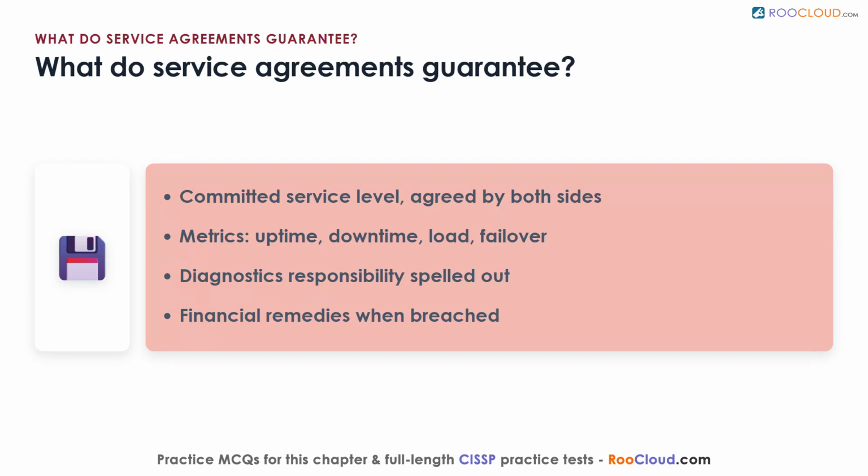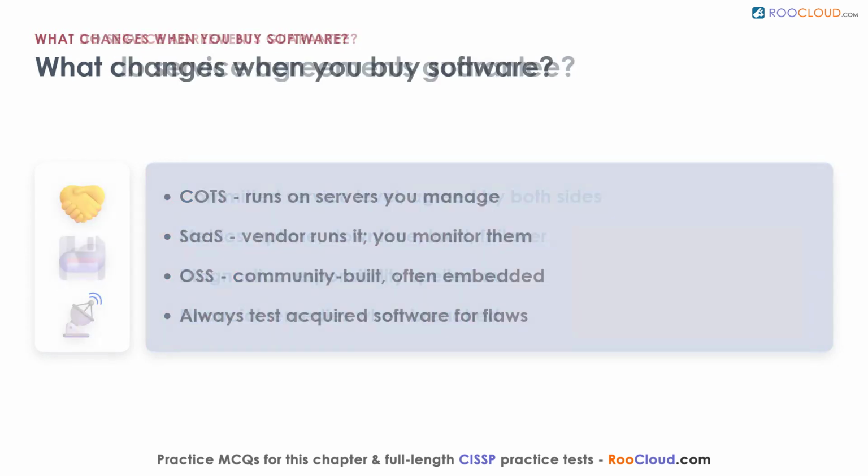Think of it as a warranty with teeth, spelling out exactly what you were promised and what it costs the provider to fall short. What changes when you buy software instead of building it? Most enterprise software is purchased, not written in-house, and it comes in several forms. Commercial off-the-shelf software runs on servers you manage. Software as a service is delivered over the internet through a browser, with the vendor running it. And open source software is built by communities and freely available, often embedded inside commercial packages.